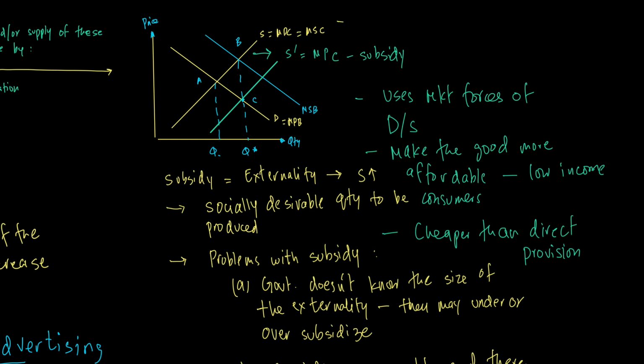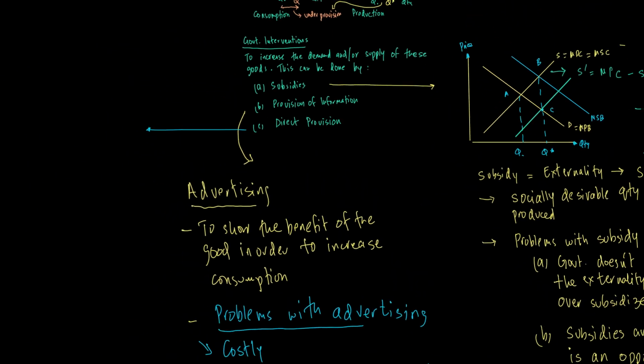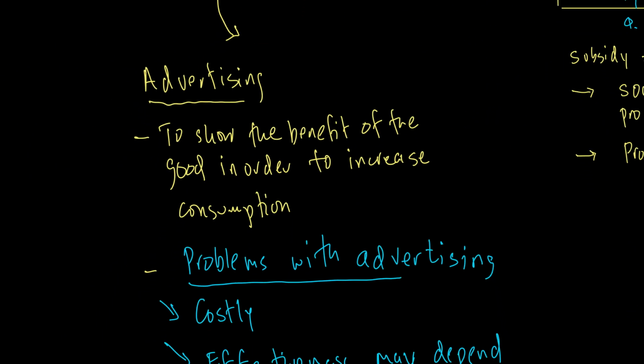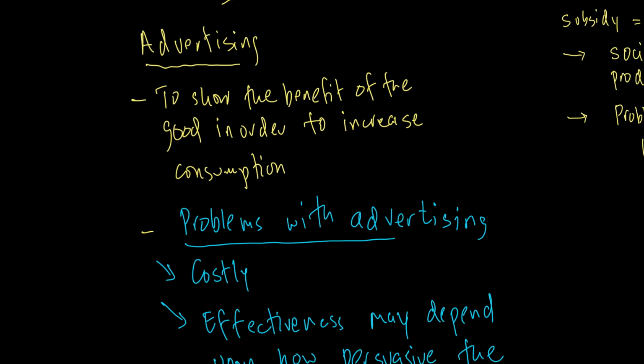On the other hand, when you look at other methods, the second method we can talk about is provision of information, which is done through advertising. Now, when you look at advertising, you're trying to show people or convey to people the benefit of the good in order to increase the consumption. So you are trying to automatically generate higher demand by making people become more aware of the benefit of the good.